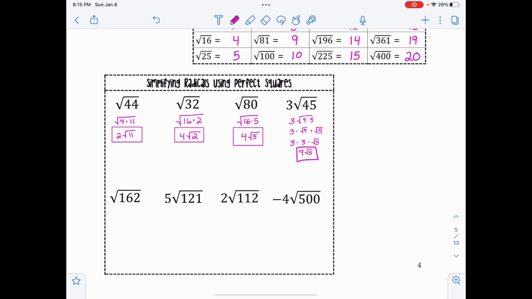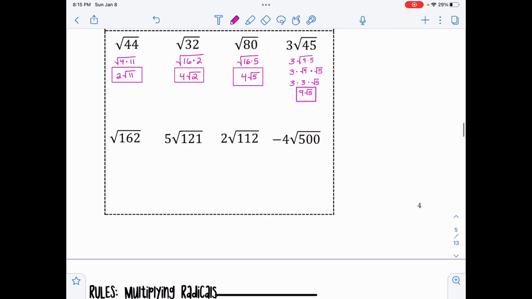And there we go. 162. Oh, goodness. Okay, so you have a big number like this. Try dividing it by a small number first, like 2 or 3. So 162, and see if you get a perfect square out of that. So I'm going to take my 162, and I'm going to divide that by 2. What do I get? 81.